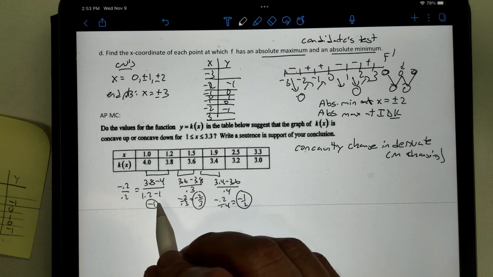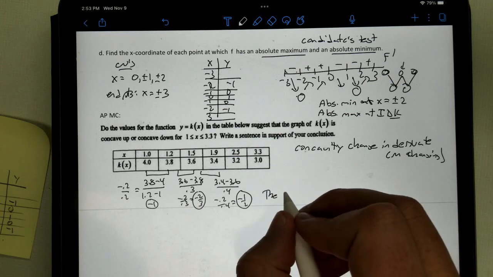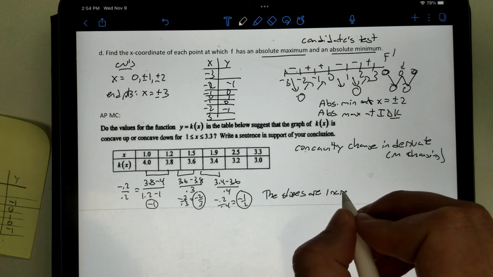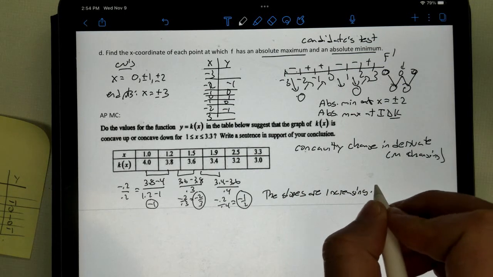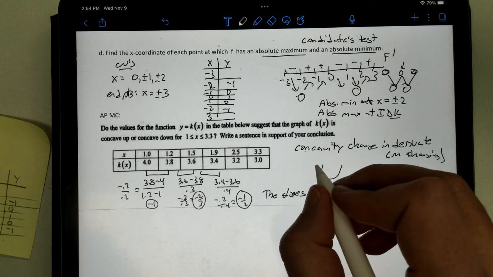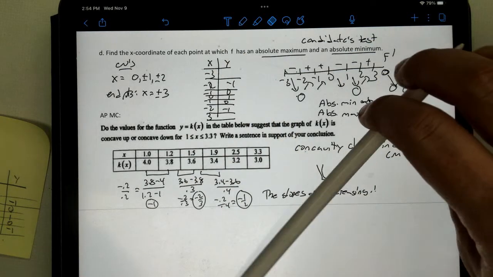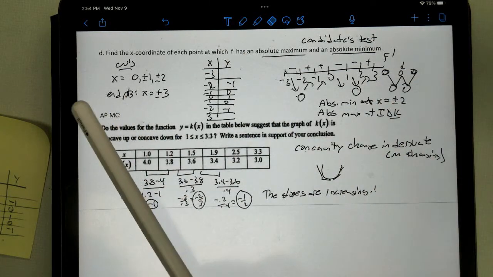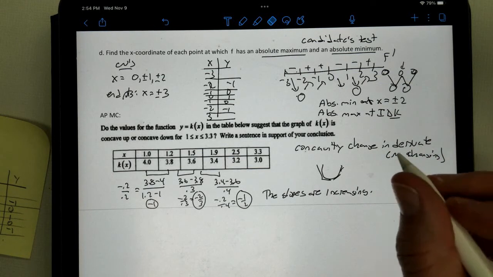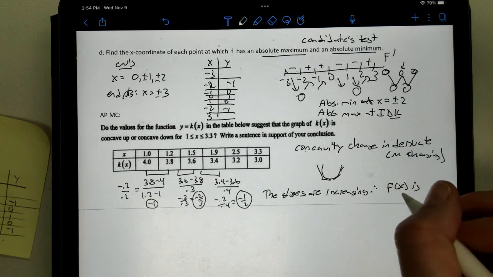Notice I'm going from a negative 1 to a negative 2/3 to a negative 1/2. Notice the slopes are increasing. Therefore, that's telling me this is concave up. Remember, if the slopes are increasing, that's the definition from earlier of concave up. I'm going from a negative to a less negative. So therefore, we can say f of x is concave up.